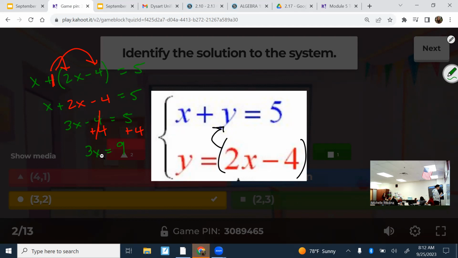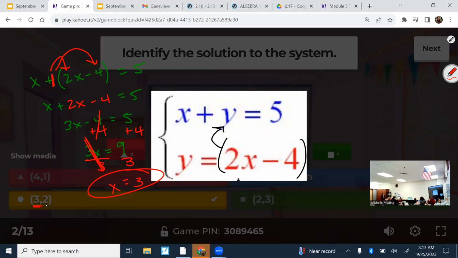Opposite of multiplying by 3 is dividing by 3. Whatever you do on one side. What's 9 divided by 3? And if I look at my answer options, only one of them has the 3 in the x position. So that makes it a bit easier. I don't have to solve for y on this one, but I could still.